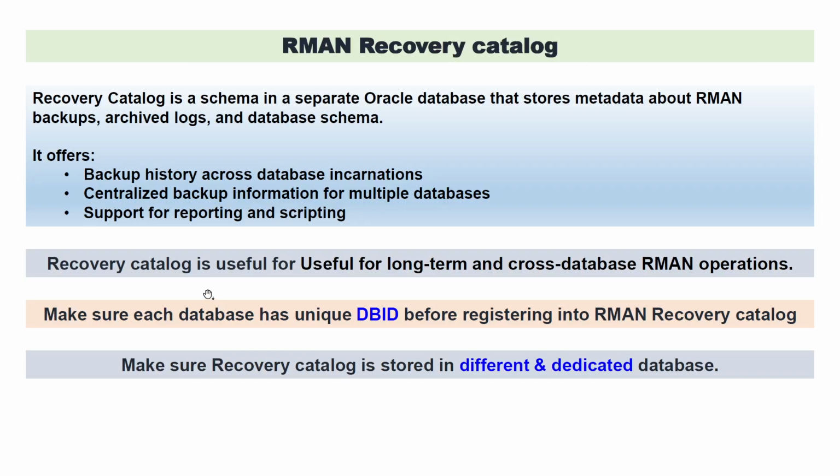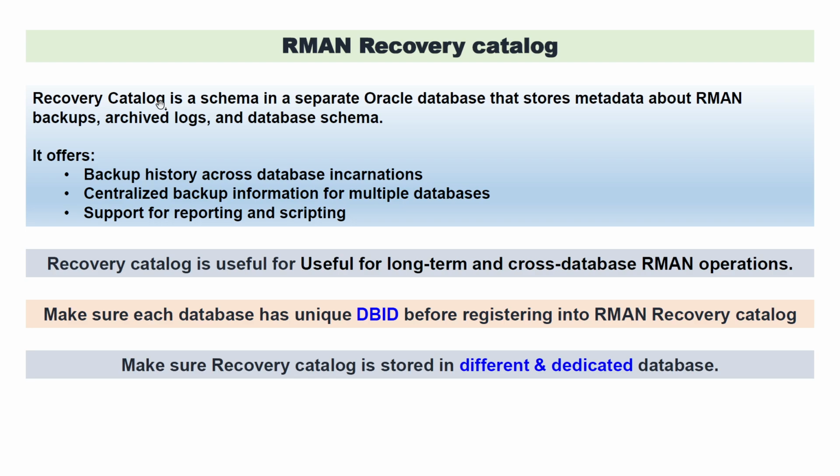Now let's understand the concept of RMAN recovery catalog. Recovery catalog is a schema in a separate Oracle database that stores metadata about RMAN backups, archive logs, and database schema. It offers backup history across database incarnations, centralized backup information for multiple databases, and support for reporting and scripting.